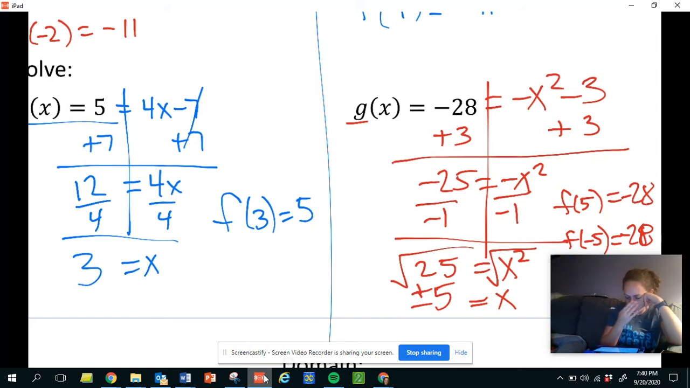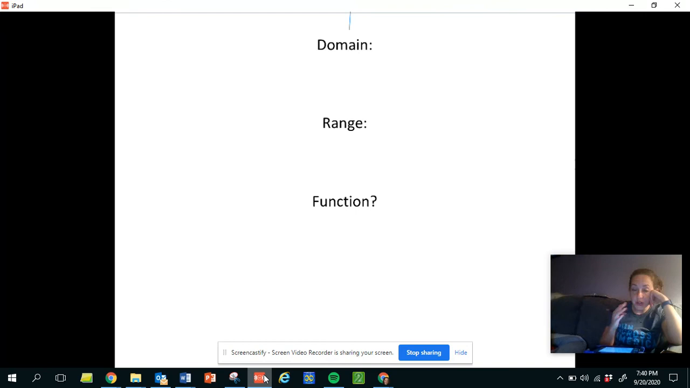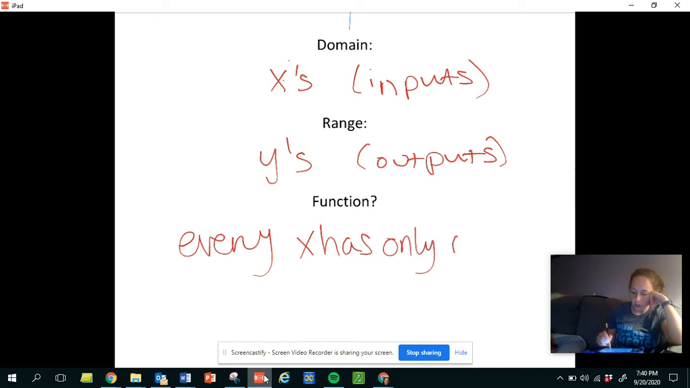Okay. So, just as a review, domain is all of our x's or inputs. And range is all of our y's or our outputs. And whether or not something is a function, we're looking for every x has only one y. And in order to check that on a graph, we do the vertical line test.